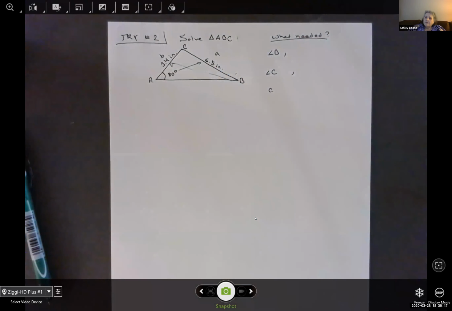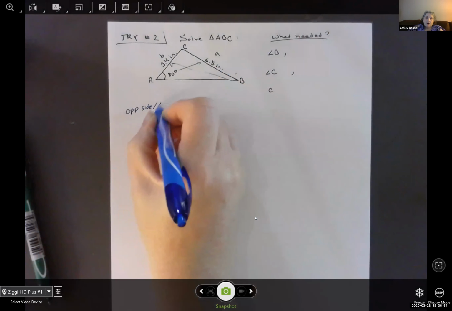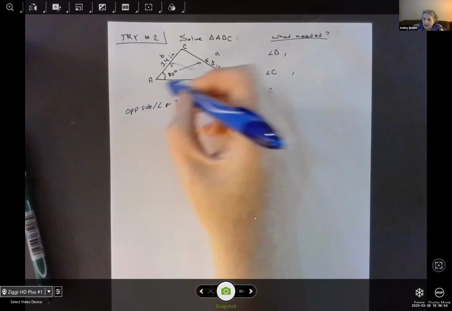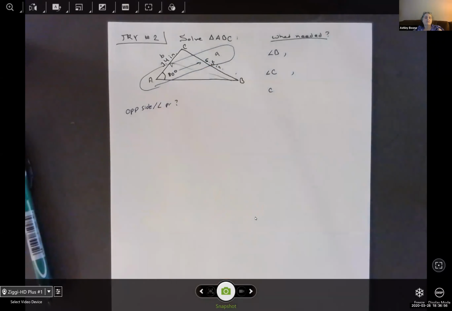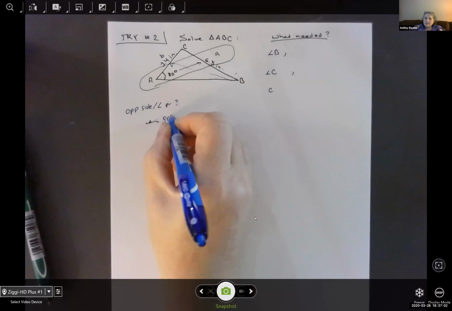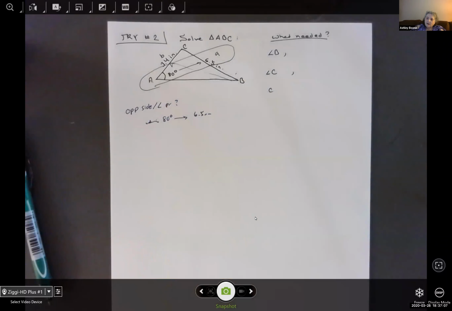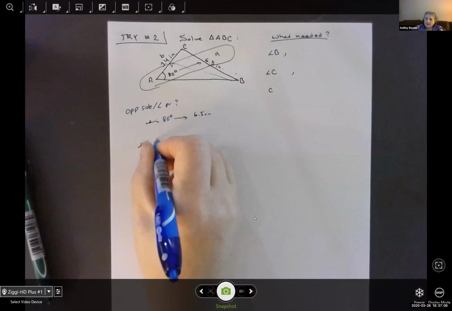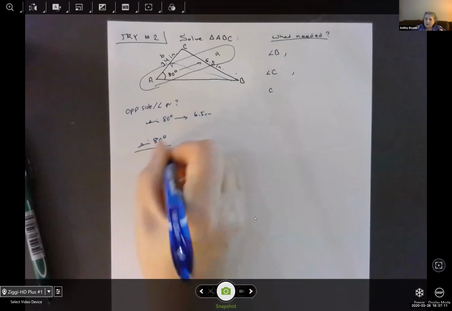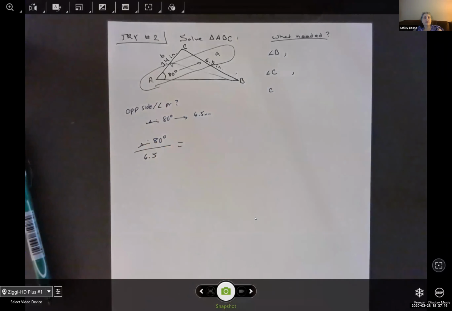Do we have an opposite side and angle pair? We do. Right here, my A's are opposite. So I know that I have the sine of 80 degrees is opposite the 6.5 inches. Okay, so I have that. So I can go sine of 80 degrees is to 6.5 as. Now, what other information am I given? I know side B.